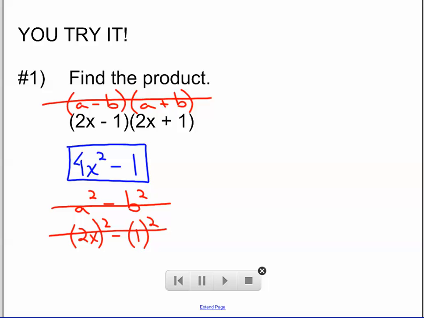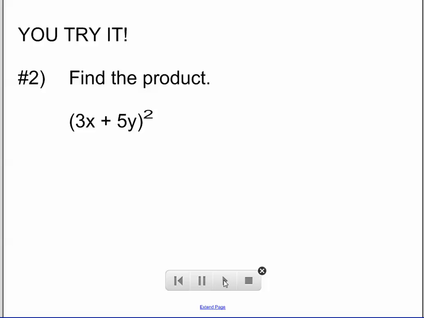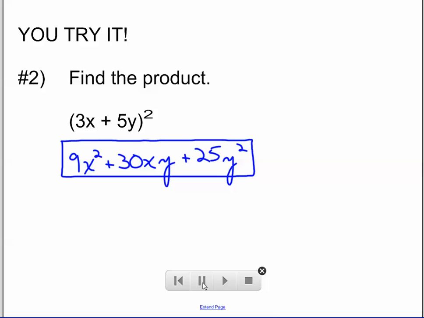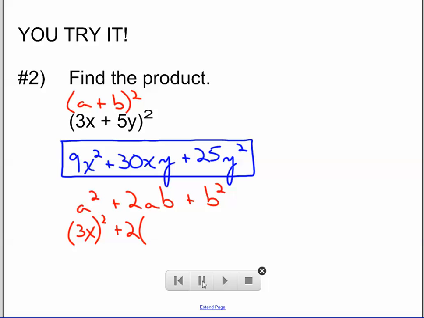Try example 2. Press pause because I'm going to do it as well. Okay, here's the answer, number 2. This is the square of a binomial pattern. All I'm doing is recognizing that I'm multiplying a binomial by itself, 3x plus 5y times 3x plus 5y. When that's the case, we should get this pattern. And with this specific binomial, we're talking about 3x as a and 5y as b.